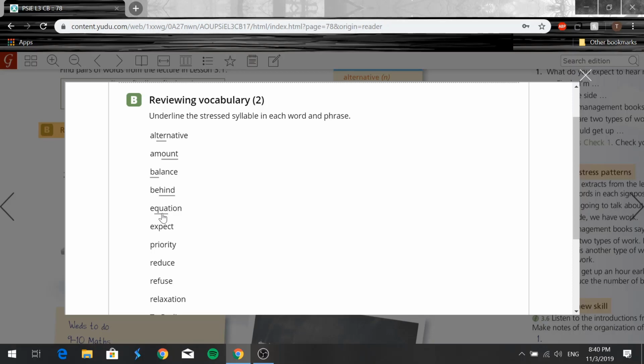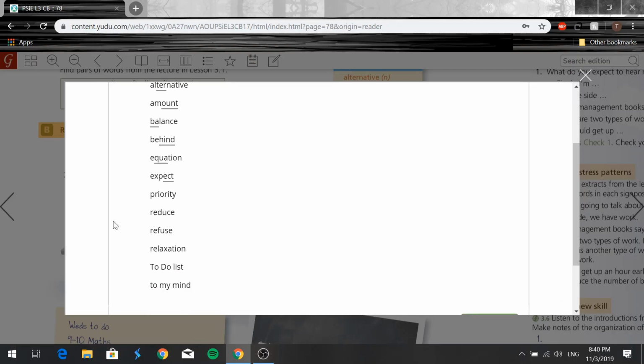equation, okay? Then we have expect. Expect. The stress is on PECT, or ECT, rather. So expect. Then we have priority. The stress here is actually a little bit complicated. It's on the OR, priority, okay?